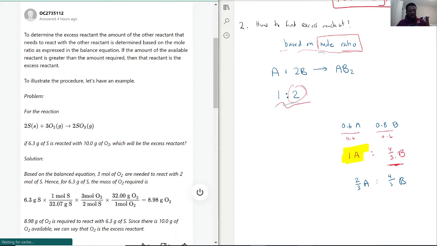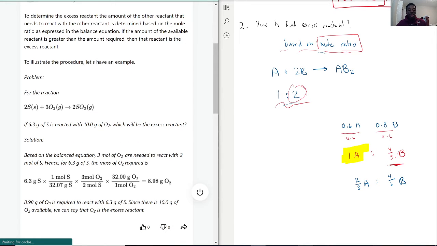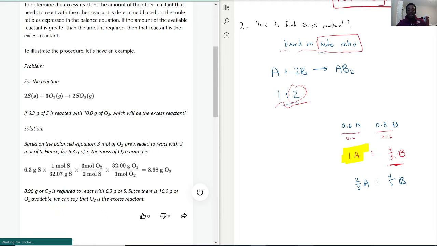and they're saying that in order for 6.3 grams of sulfur to react completely, they first found out how many moles were in that sulfur, hence the first step here, and then they converted the moles of sulfur to the moles of oxygen. Then they converted that back to the grams of oxygen, and they discovered that they needed 8.98 grams of oxygen to react completely with 6.3 grams of sulfur. But we're starting with 10 grams of oxygen. So if only 8.98 was used, that means that oxygen would be the excess reactant in this case.